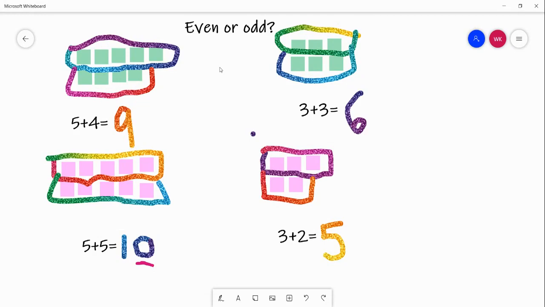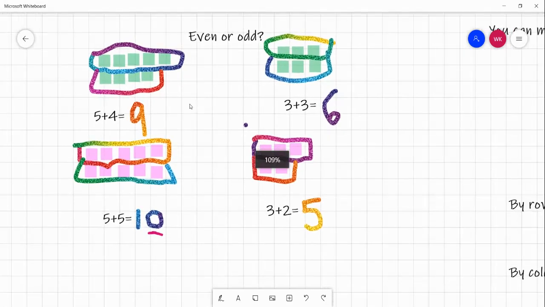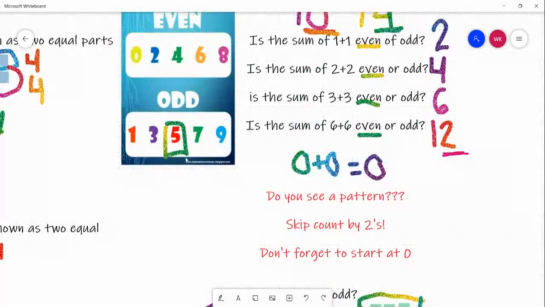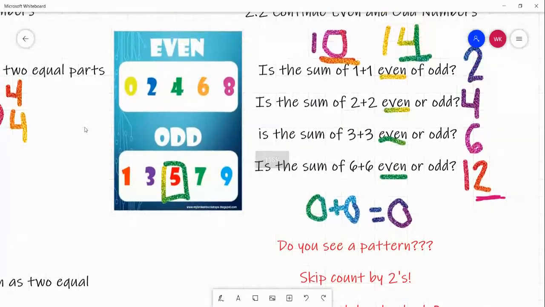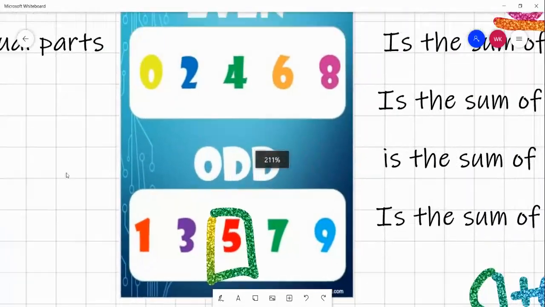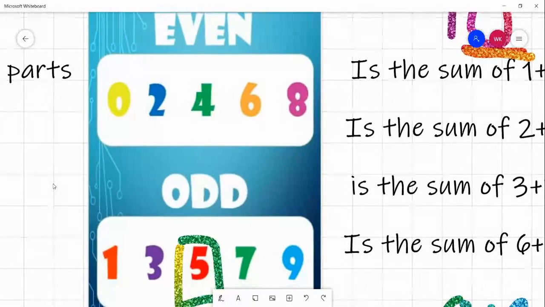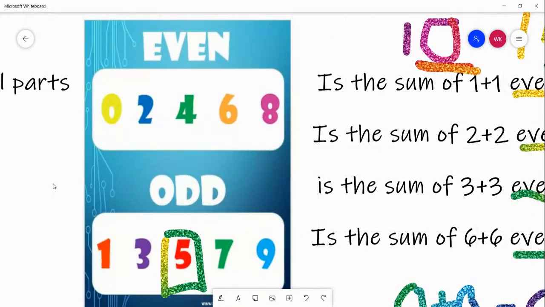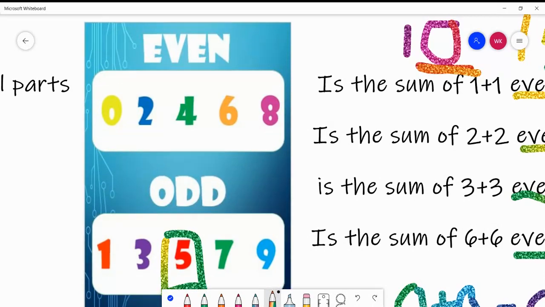So I hope that helped you guys out with even and odd numbers. I definitely would write down all of these numbers right here with a little handy dandy chart. If you're struggling with your even and odds chart, you can go ahead and pause this video and write all these numbers down. But I hope this helped.